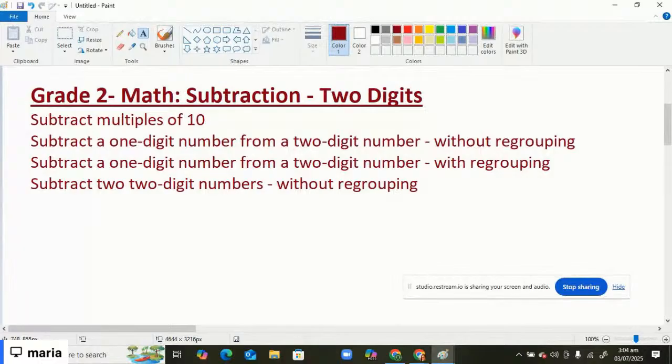So today we are here for grade 2 maths. The chapter we discuss today is subtraction two digits, and the lessons are: subtract multiples of 10, subtract a one digit number from a two digit number without regrouping, subtract a one digit number from a two digit number with regrouping, and subtract two digit numbers without regrouping.